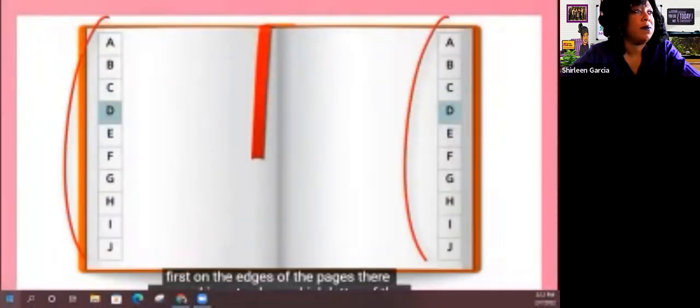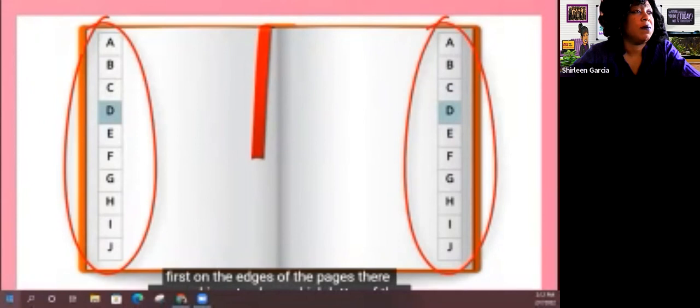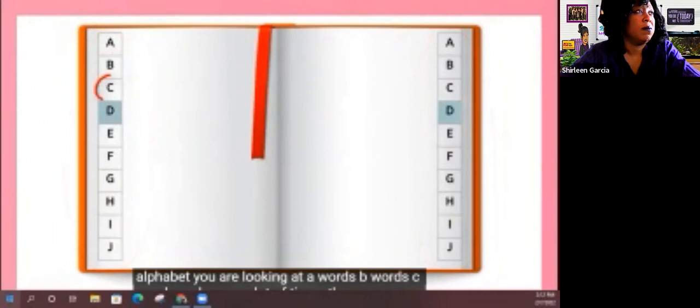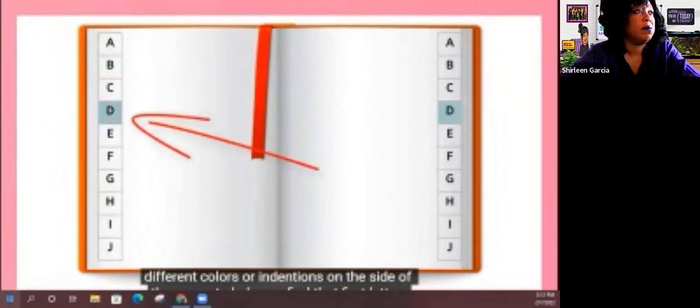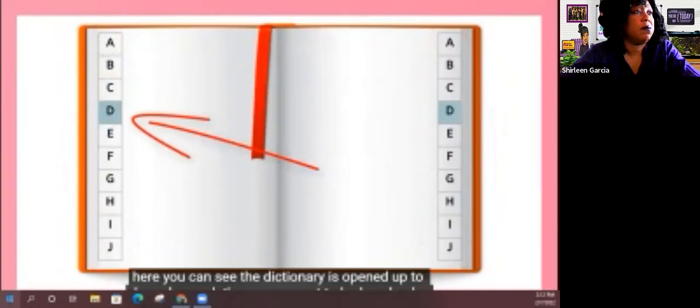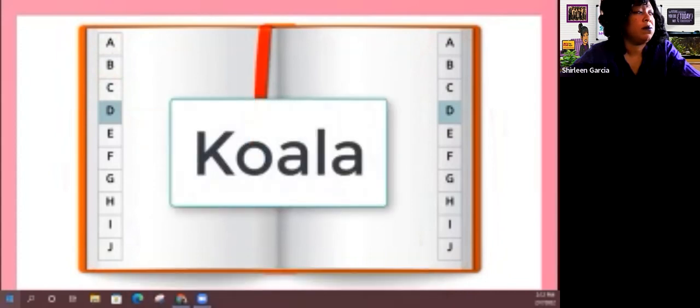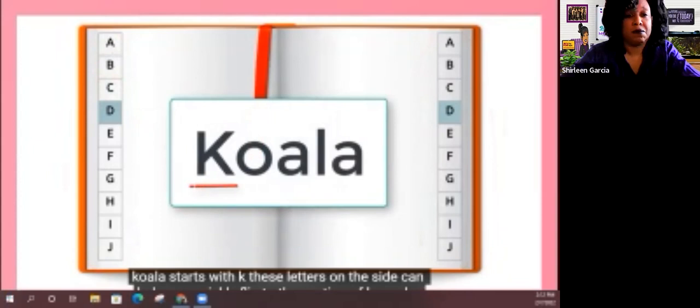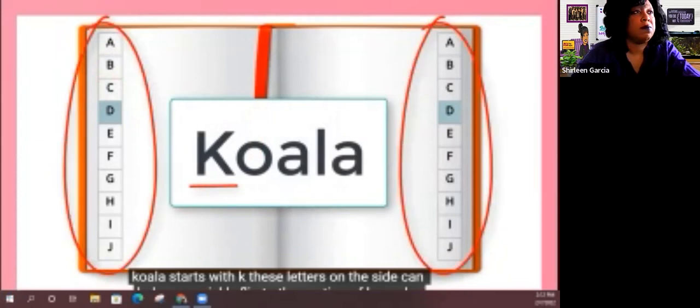First, on the edges of the pages, there are markings to show which letter of the alphabet you are looking at. A words, B words, C words, and so on. A lot of times, there are even different colors or indentions on the side of the pages to help you find that first letter. Here you can see the dictionary is opened up to D words. Now let's say you want to look up koala. Koala starts with K. These letters on the side can help you quickly flip to the section of K words.